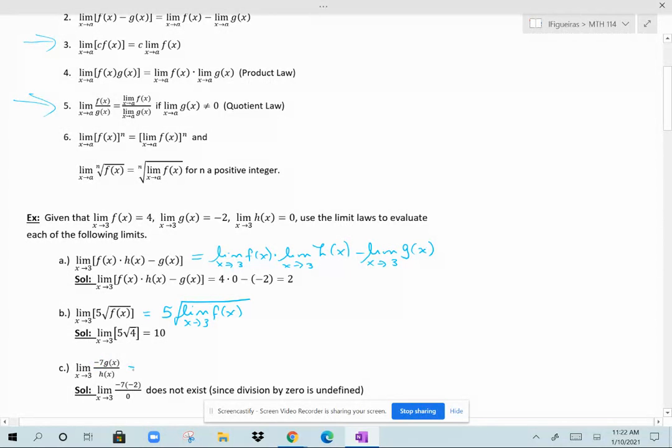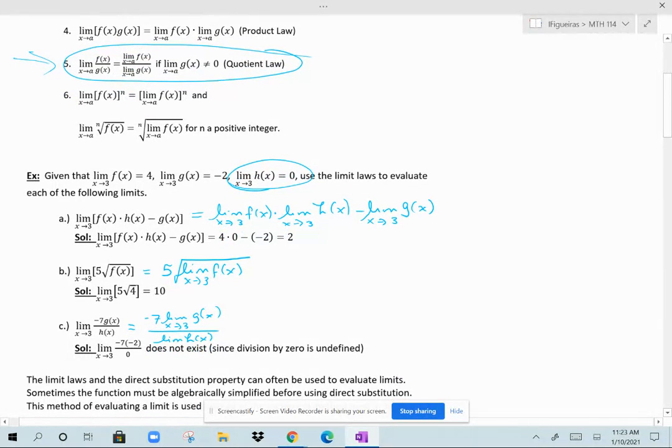So rewriting this in terms of the limit laws, this will be -7 times the limit as x approaches 3 of g of x over the limit as x approaches 3 of h of x. But we know that the limit as x approaches 3 of h of x is 0, and this law is only true when the denominator is not equal to 0, and so therefore this limit does not exist. We can't evaluate it using our limit laws.